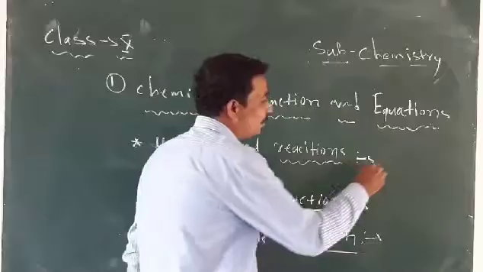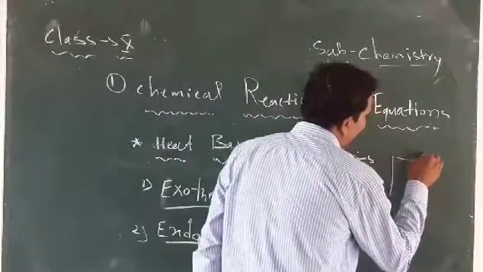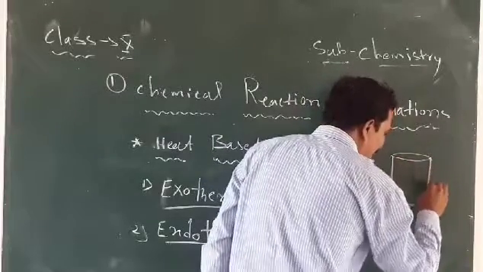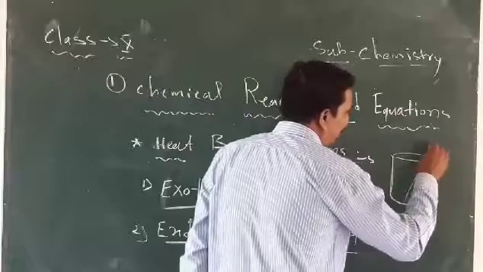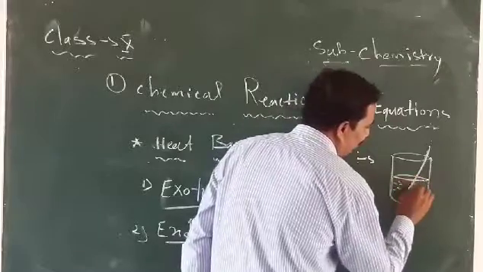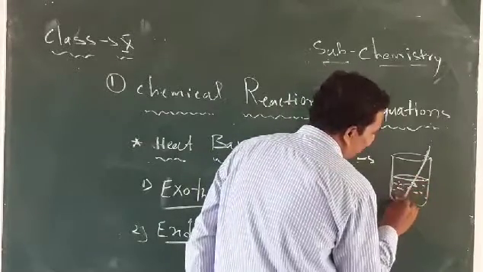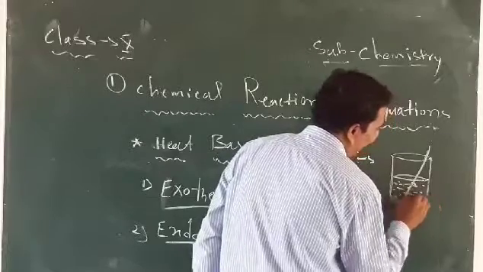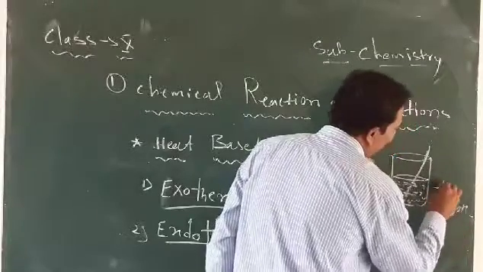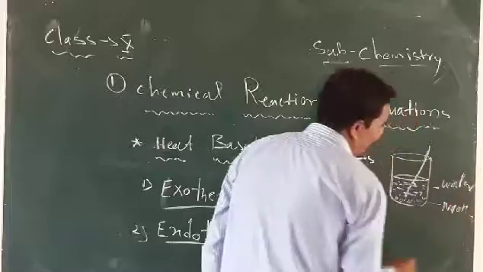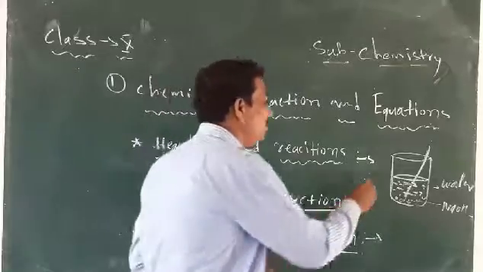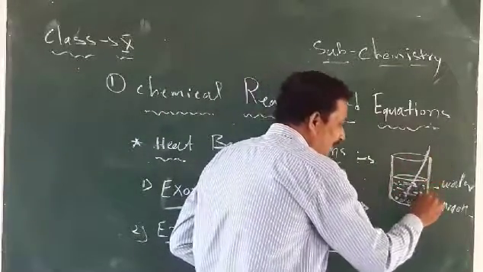Let's see one example. We take a beaker, and inside that beaker we add some amount of water, and some crystals of sodium hydroxide, NaOH. When sodium hydroxide and water are mixed, they react. What will happen? We want to see the beaker's temperature.